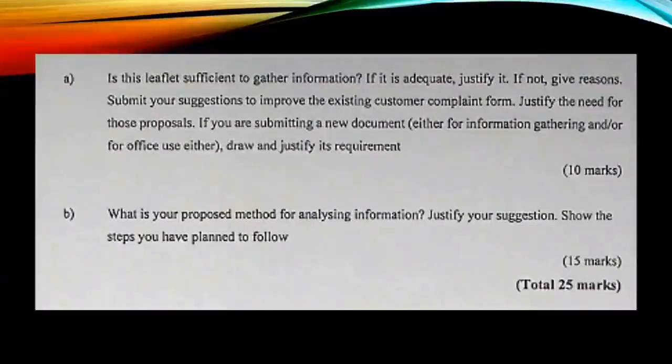In both cases, after evaluating the given complaint form, you are required to come to a decision whether it is sufficient or not. Then we have to write: yes, it is sufficient, and those are the reasons. Or second, no, it is not sufficient for that purpose.